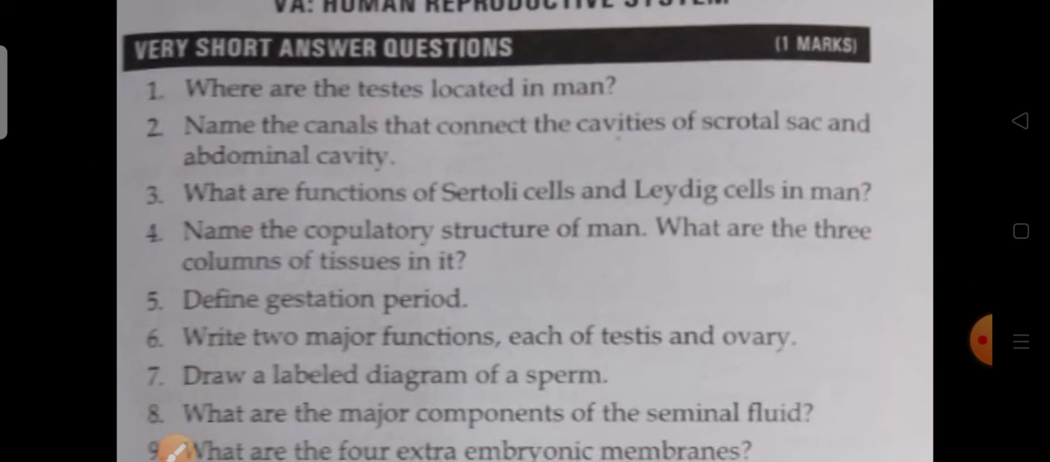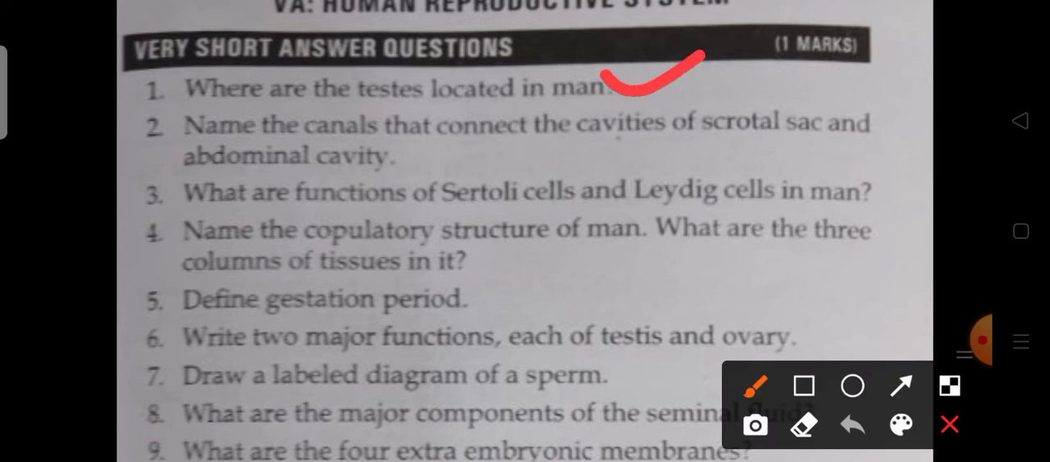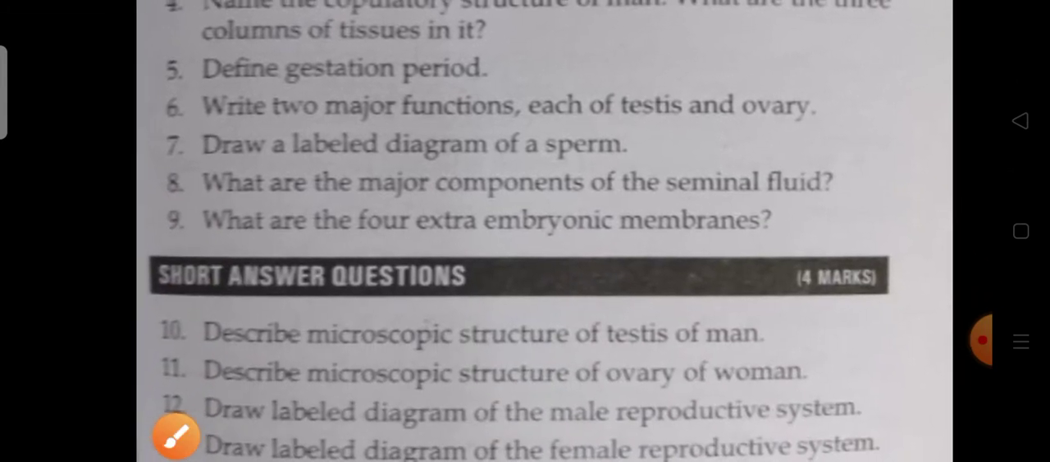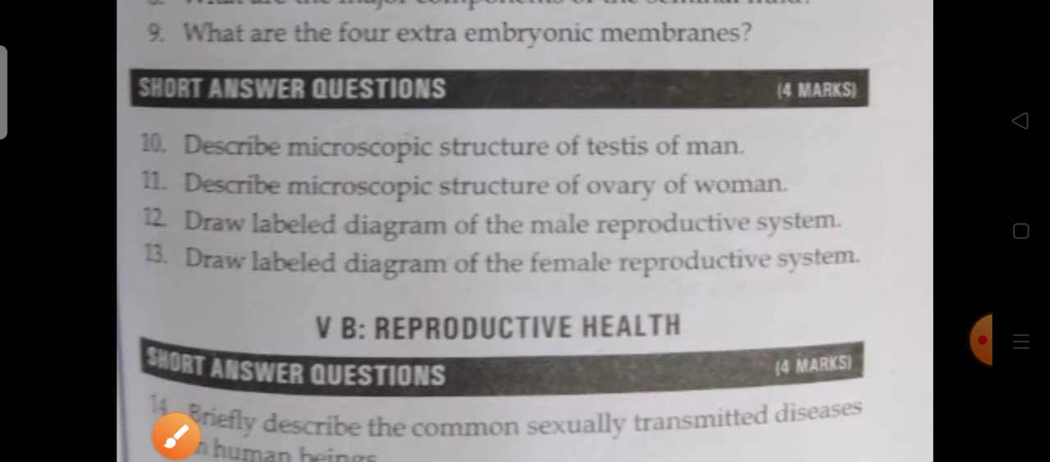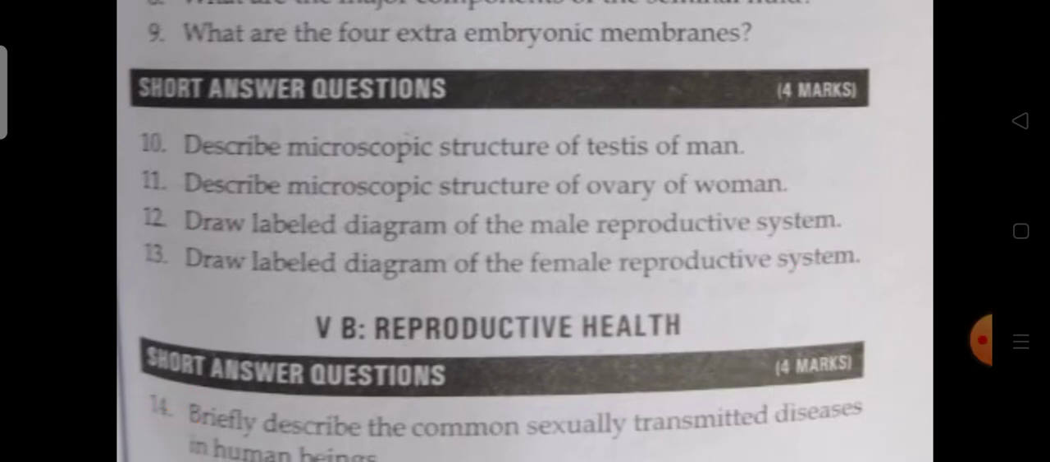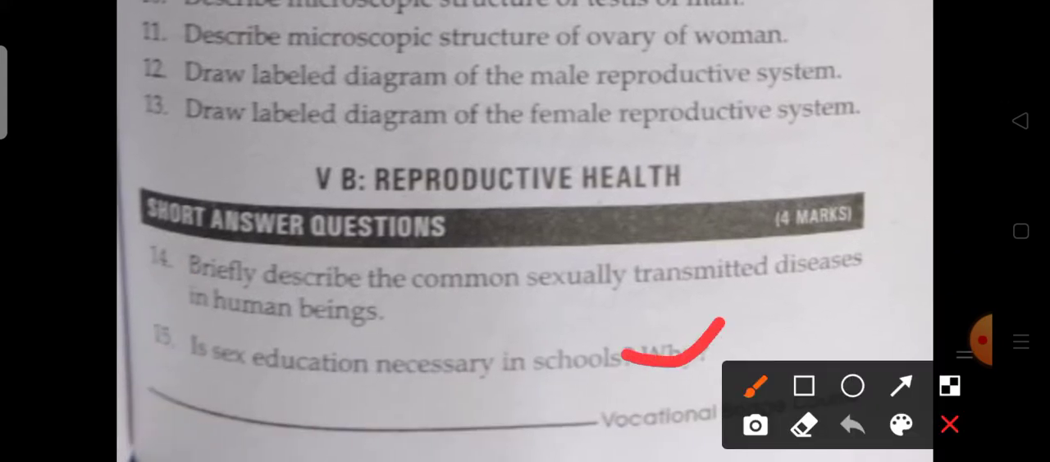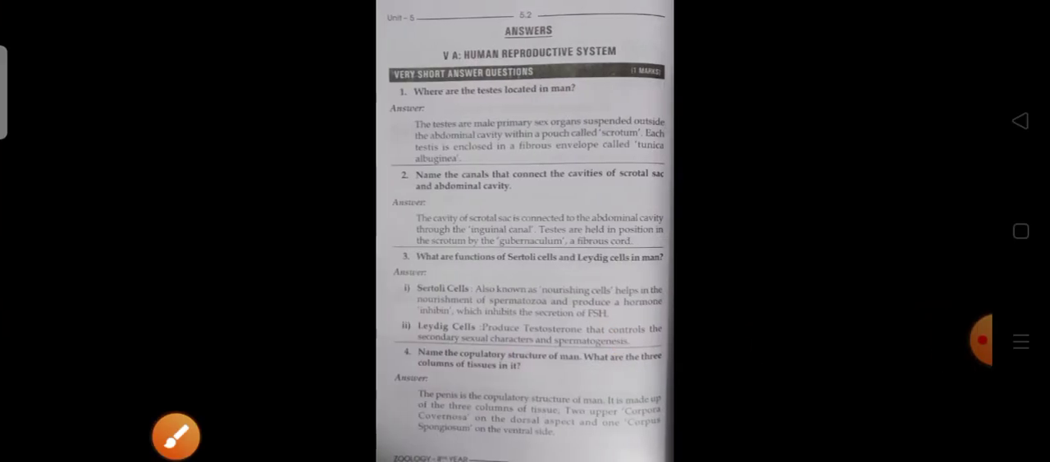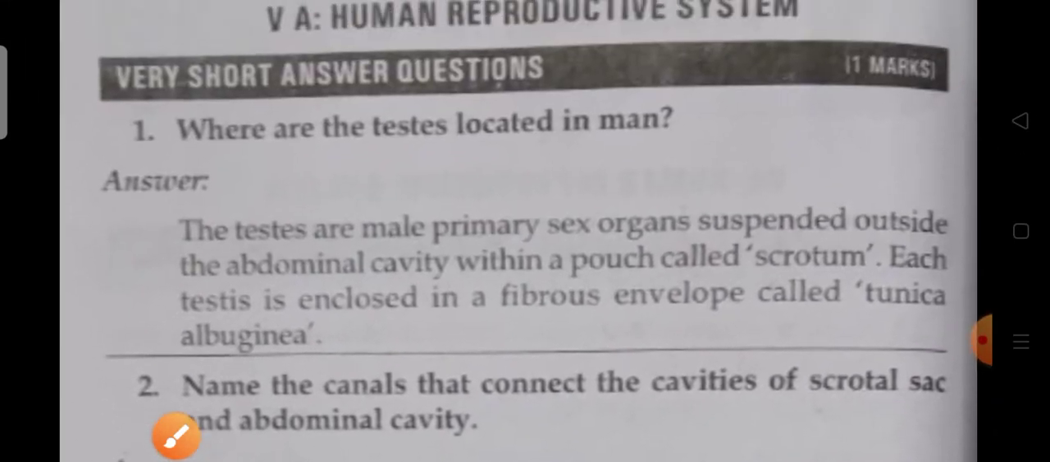So in this, as in unit 5A, this is a very important question. This is also a very important question. These are also very important questions. Next, comment. This is also an important question. This is also an important question. Next, this is also a very important question. Okay, so let me go through the important questions one by one with answers.